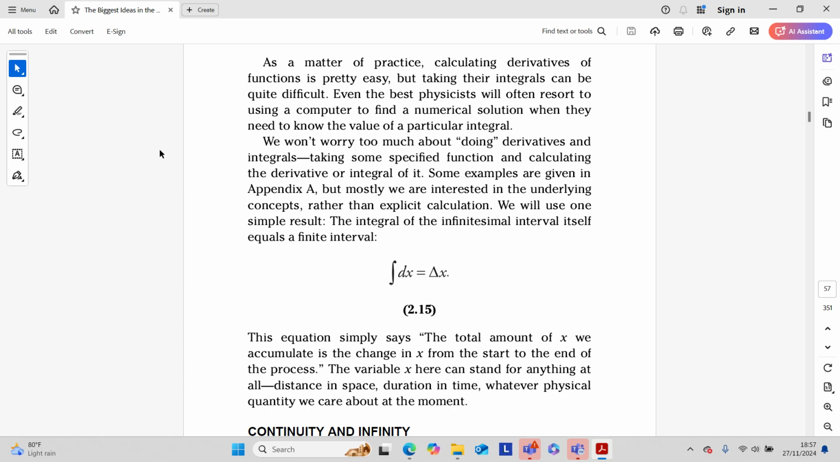The integral of the infinitesimal interval itself equals a finite interval, or the integral of dx equals delta x. This equation simply says the total amount of x we accumulate is the change in x from the start to the end of the process. The variable x here can stand for anything at all: distance in space, duration in time, whatever physical quantity we care about at the moment.